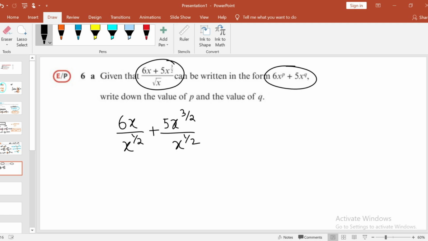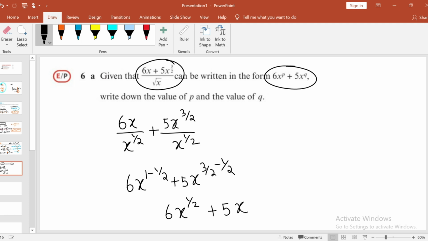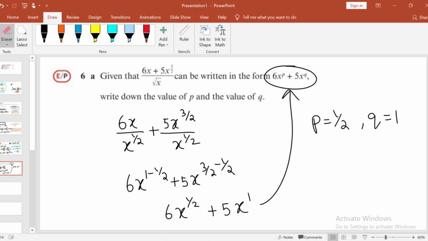So use laws of indices. 6x power 1 minus half, 5x power 3 over 2 minus 1 over 2. So we'll get 6x power half, 1 minus half is half, plus 5x power, put it in your calculator, 3 over 2 minus 1 over 2, you will get 2 over 2 is 1. Does it look like this? Where p is equal to half, q is equal to 1. Copy this part A first. Okay, sir. So I'm done.